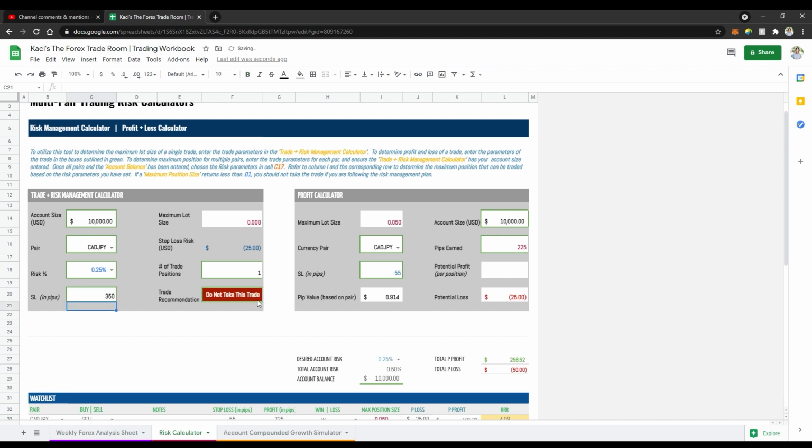So if the stop loss is too big and my desired risk is too low or the account size is too small, like if the trade doesn't even hit that 10 cent per pip thing, it'll tell you, do not take the trade. It doesn't make sense, or you're not going to be able to follow the rules that you set. And that's what it's all about, becoming a rules-based trader in order to see consistency. So that's that part of it.